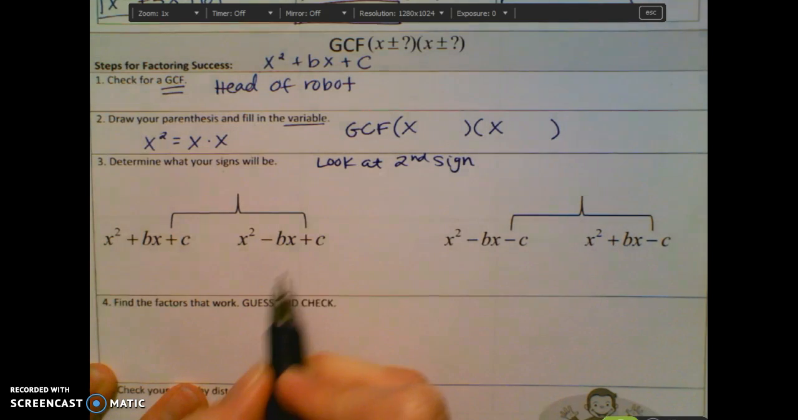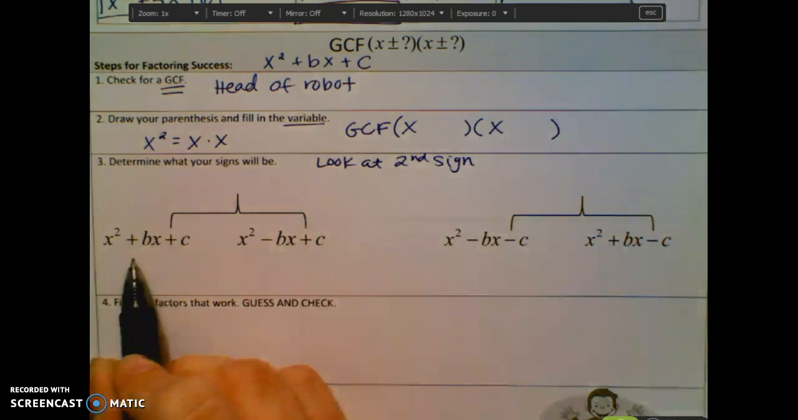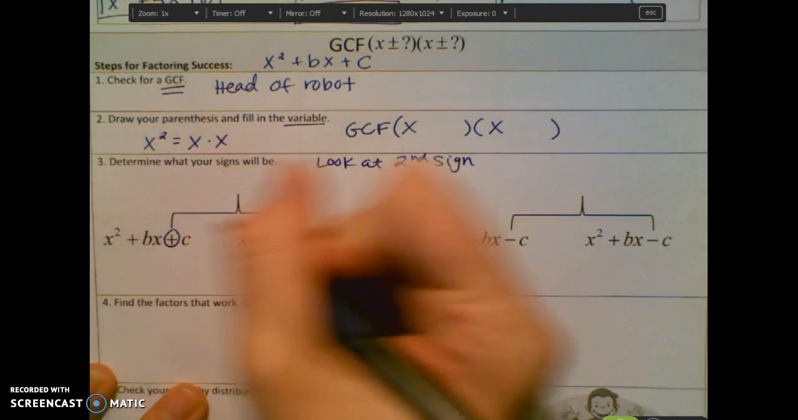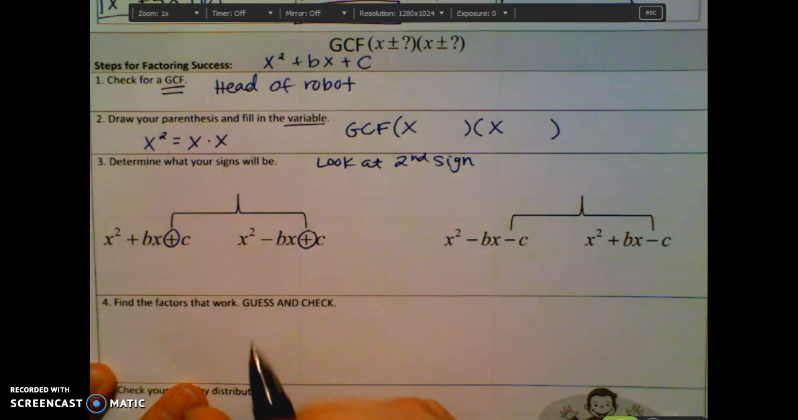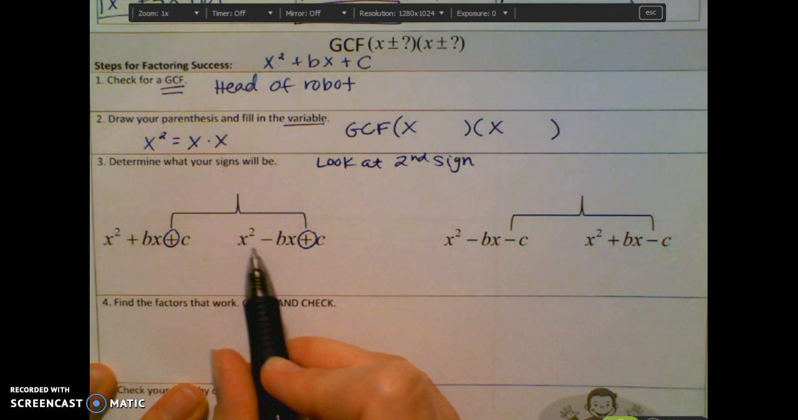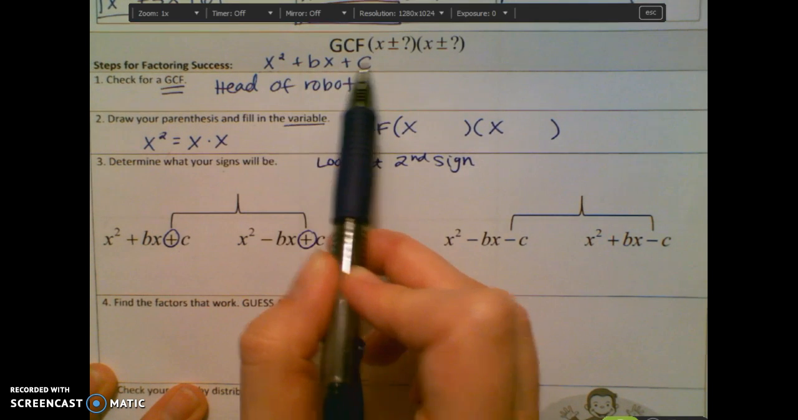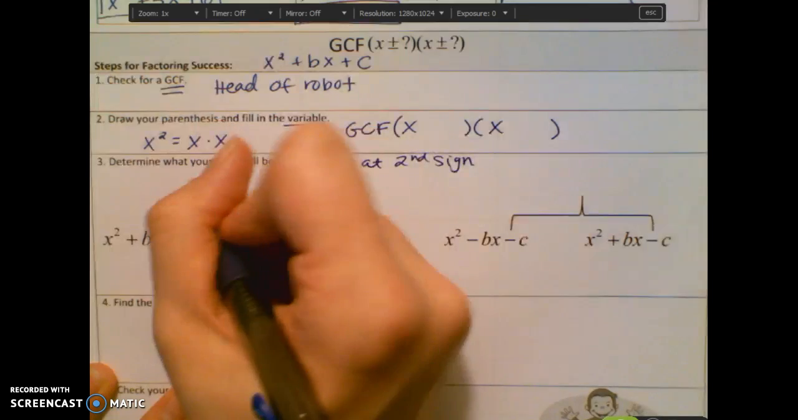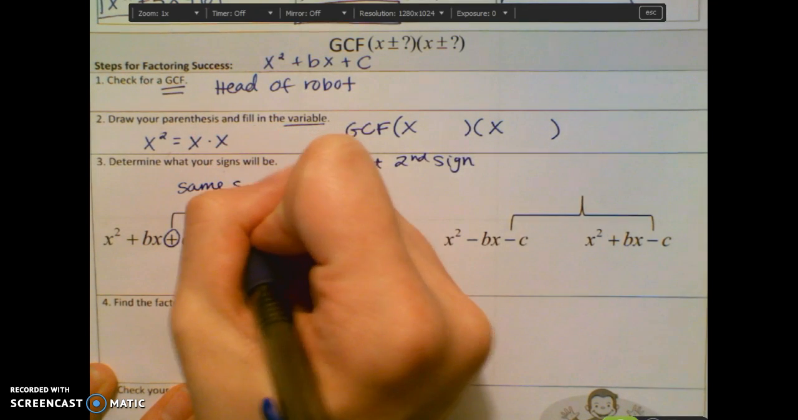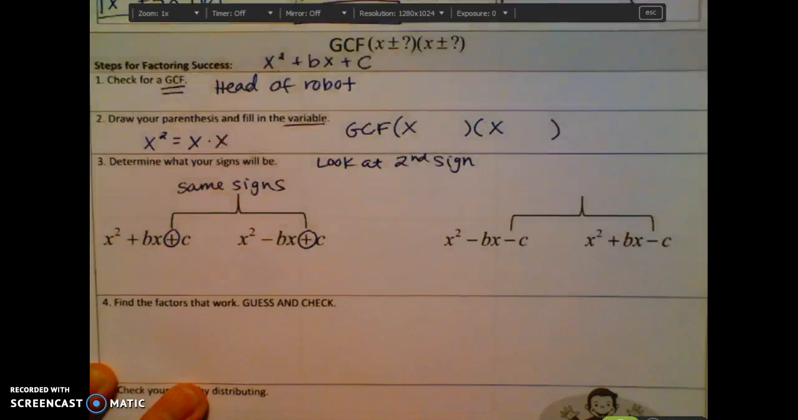The second sign is whatever's in front of that c. So we see in both of these cases, we have a positive c. We are adding c in both of these trinomials. So whenever that's the case, if I have a trinomial and my second sign is a plus, that means the signs of my factors are going to be the same. So I'm going to have the same signs in my factors. That means I'll either have two positives or two negatives.